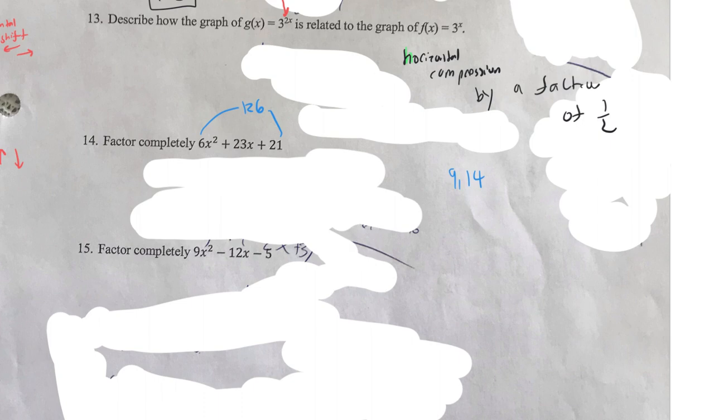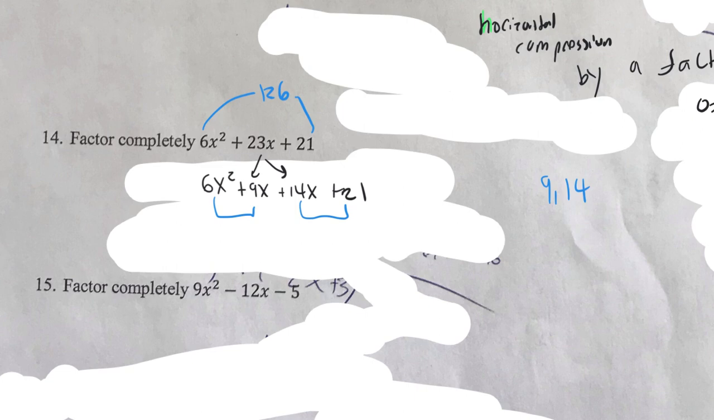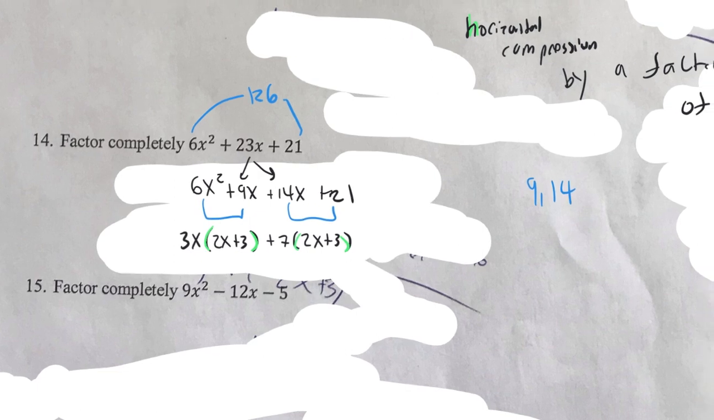So then you rewrite the entire thing, except you explode the middle term into plus 9x plus 14x plus 21. At that point, you can do something called factoring by grouping, where you factor out the greatest common factor. The greatest common factor of the first pair is 3x, so you'd have a 3x times 2x plus 3, factoring out a 7 in the next pair. You would also have a 2x plus 3. Notice how these green parentheses match, which is a sign that we're doing things correctly.